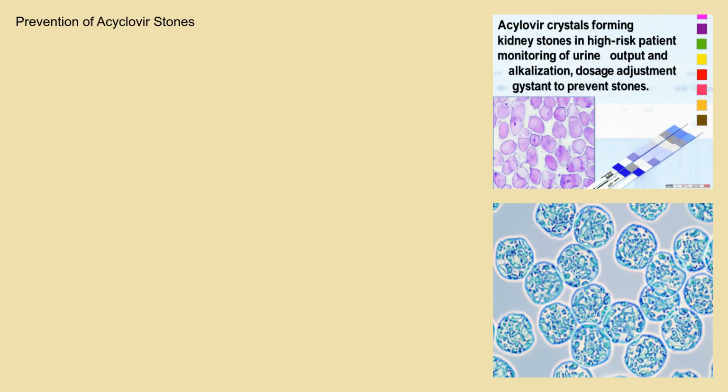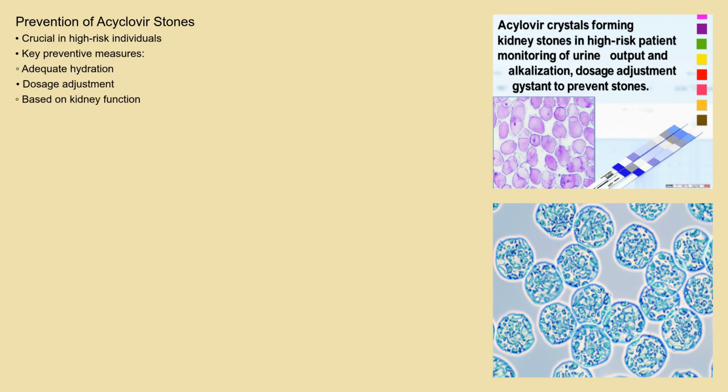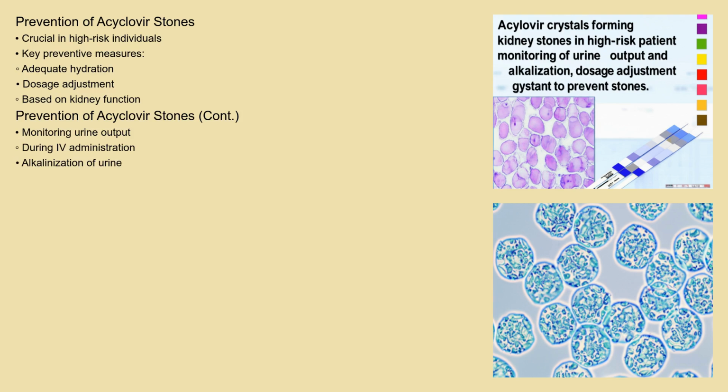Prevention of Acyclovir stones is crucial, especially in high-risk individuals. Key preventive measures include adequate hydration to maintain dilute urine, adjusting the Acyclovir dosage based on kidney function, and monitoring urine output during intravenous Acyclovir administration. Alkalinization of the urine may also be considered in some cases to increase Acyclovir solubility.